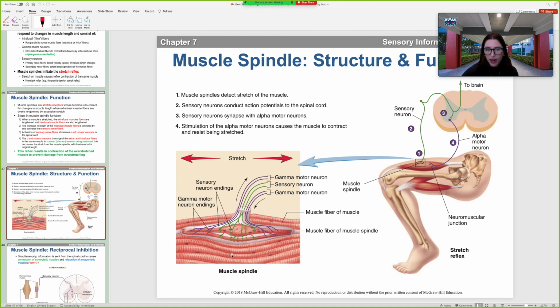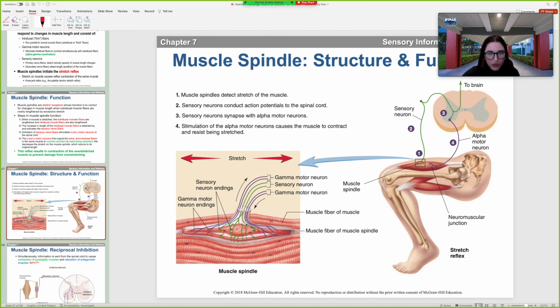Here's our extrafusal fibers, just the regular contractile muscle fibers that we think of when we think of a muscle. And then here's our intrafusal fibers, right? Those small intrafusal fibers. They don't look small here but this is a picture, right? We're trying to make it look large because we're examining it. But remember, those intrafusal fibers are smaller. They do contract, but they're not producing force. They're there for the sensory information.